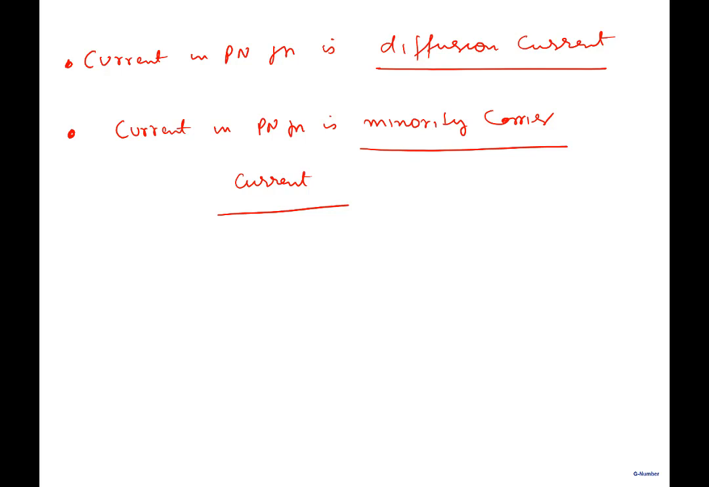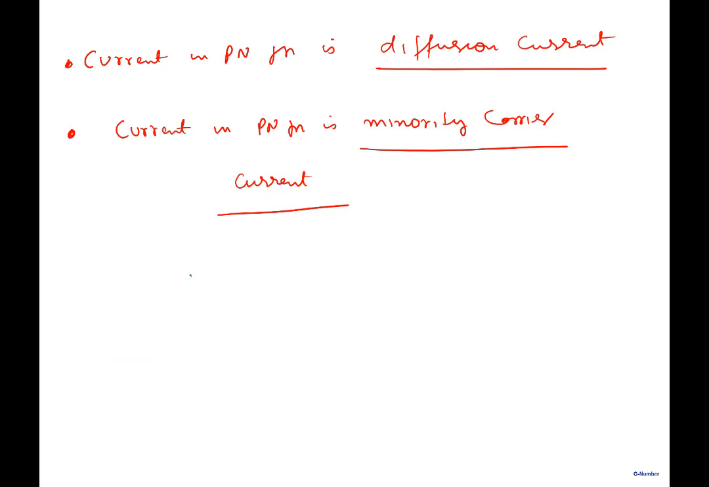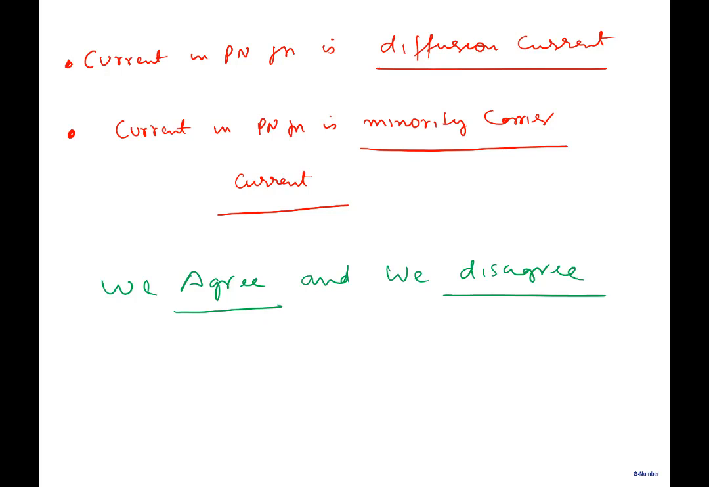So the answer is, what I want you to do is the following. We, as a class, we agree and we disagree, both. So first, we disagree. Why do we disagree? Let's look at diffusion current. We disagree. As a class, we disagree that current in a PN junction is diffusion current.